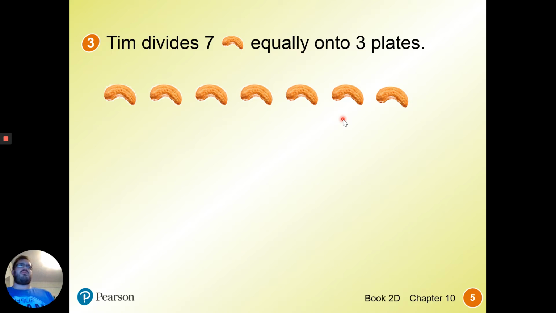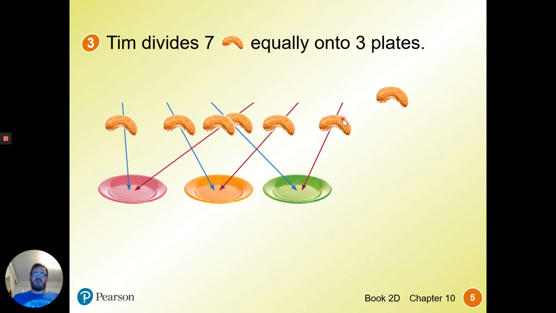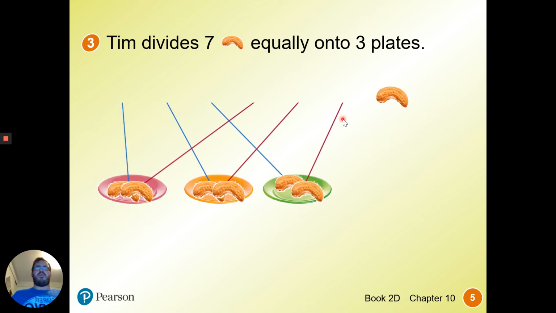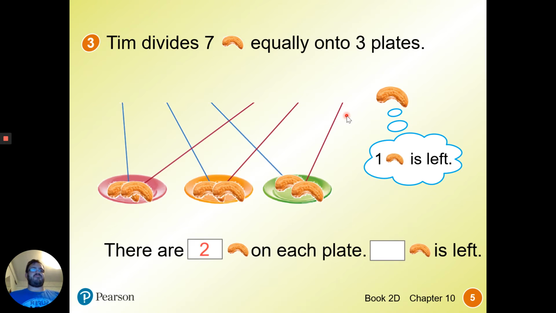Tim divides 7 equally into 3 plates. So first of all, we have 2 go over to each plate, but then we've got this 1 left over. So we would say, oh, he's put 2 peanuts on each plate, and there's 1 left.